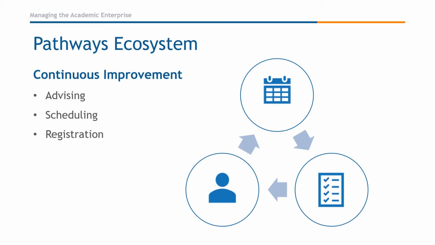As discussed in Lesson 4, the pathways ecosystem and continuous improvement in scheduling, advising, and registration is necessary to assist with student success. An institution should always be measuring student success and determining intervention strategies. The inputs to the ecosystem are changing in terms of the curriculum itself, the numbers of overall students, and student behavior. If the institution is using data to inform these processes, it can ensure alignment with student needs.